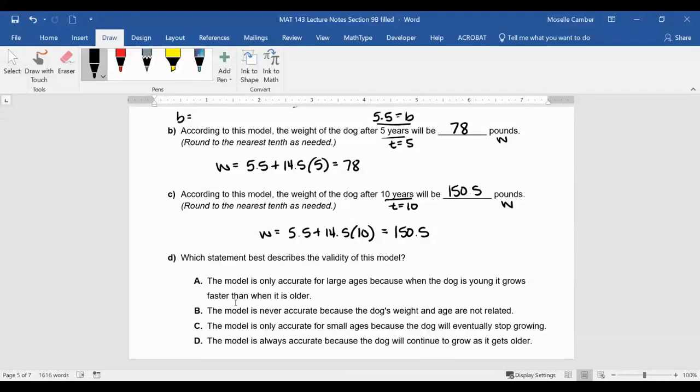Well, anyone who knows animals knows that everything stops growing at some point. We also know that age and weight are related in some ways, so we know it's not B. So is it only accurate for large ages or for small ages? Well, the only one that really makes sense is this first one, because the dog eventually stops growing, right? They don't grow slowly at first and then increase until they're dead. So we know it's not A, and it has to be C. And that is it for 9B.